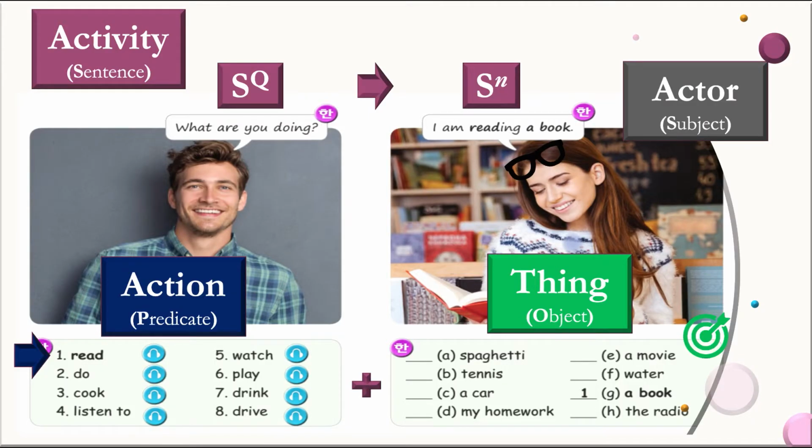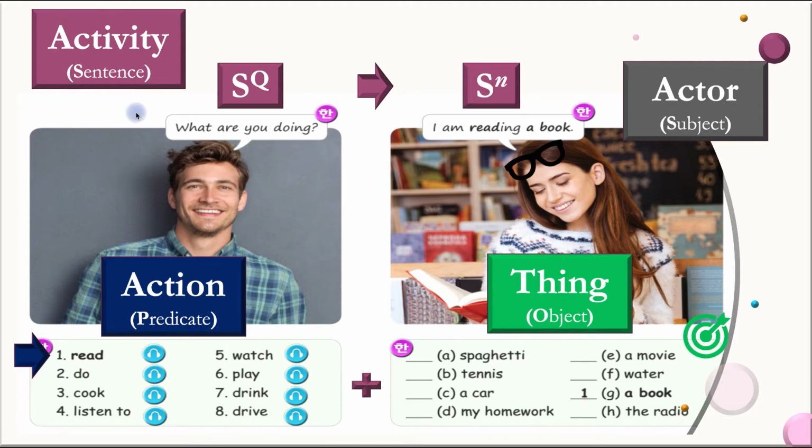So the best way to do this is to practice. We want to make activity sentences. Someone asks us the question, what are you doing? We will answer with an actor plus the be verb plus the action plus the ing plus the thing. And that will give us a sentence, a full sentence. So you have a question, and a sentence answer with the actor, action, and thing to talk about the activity.